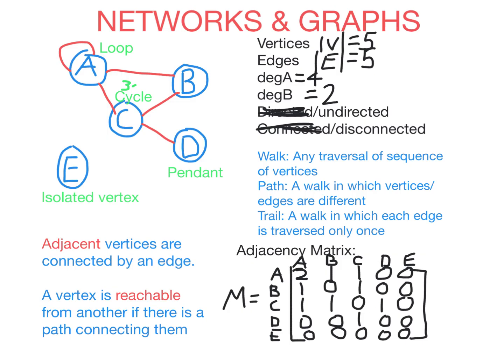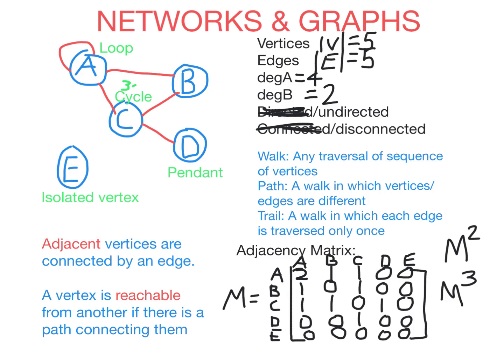Now, this also helps us with the concept of reachability. See, the adjacency matrix tells us if a vertex is reachable in one step from another vertex. So we can see we can't get from A to D in one step. But M squared will tell us if a vertex is reachable from another in 2 steps. M cubed will tell us if it's reachable in 3 steps, and so on.